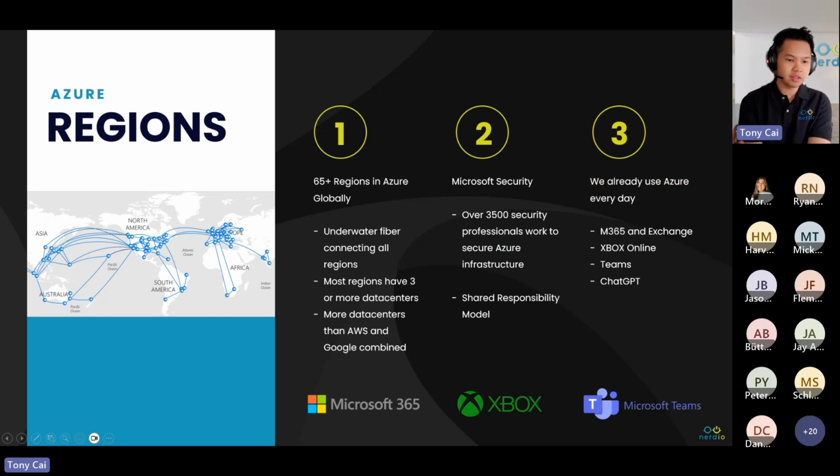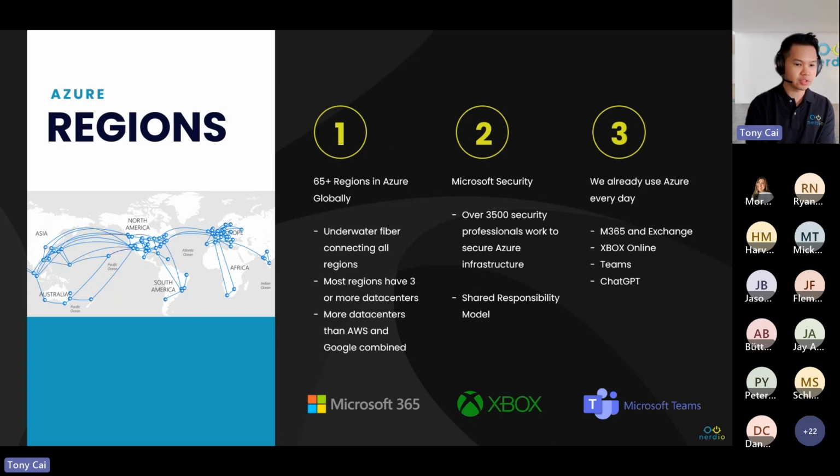To really start understanding why there are so many different SKUs for a particular 2-core 8 gig RAM machine, you have to understand how Azure or Microsoft designs its data centers, right? So just starting with the data centers and regions. Microsoft has over 65 regions around the world globally. Each one of these regions is made up of multiple data centers, right?